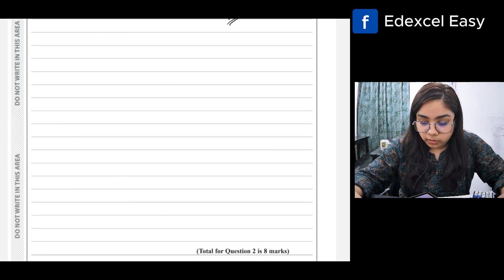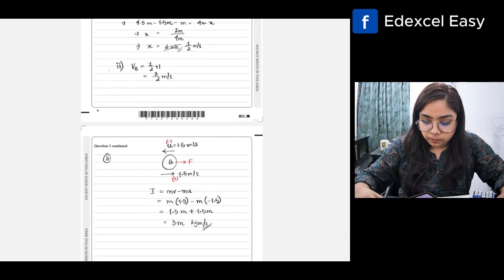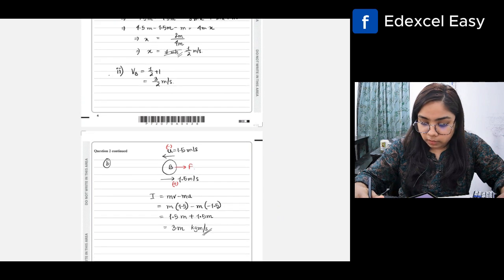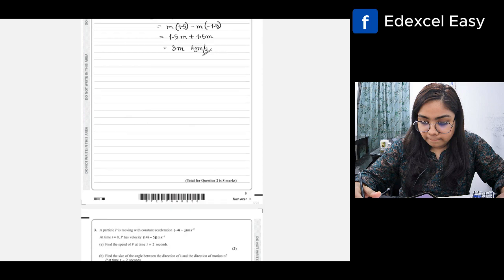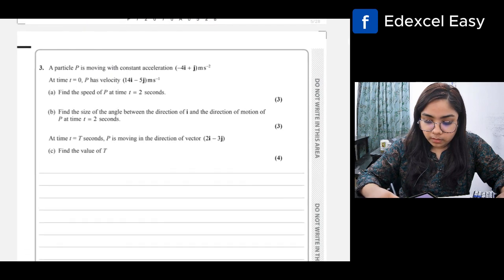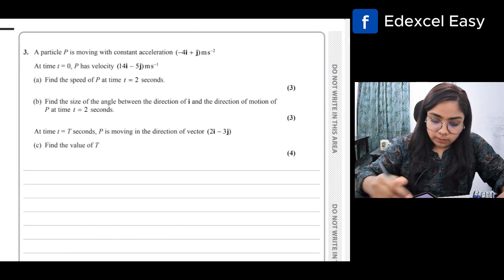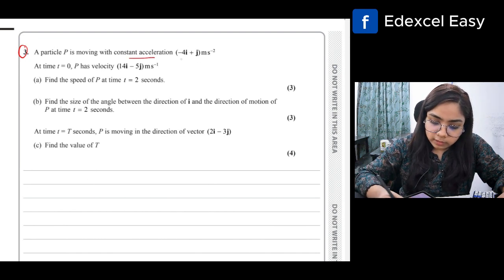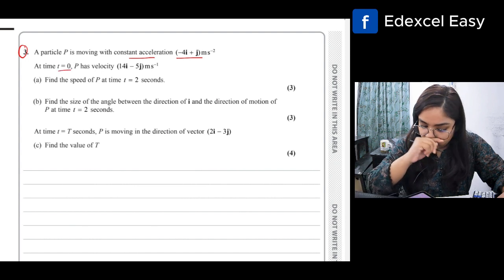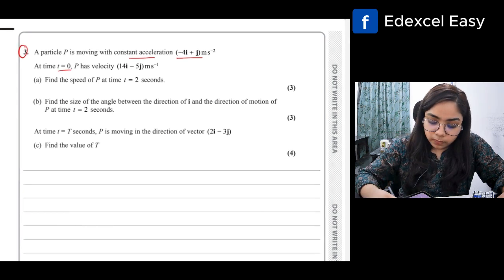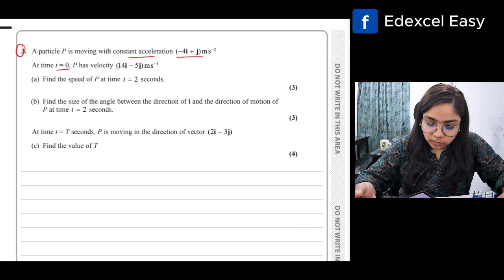So now we'll move on to question 3. I'll just zoom out so that you guys can have a look at the entire maths. Okay, this is question 3. It says that a particle P is moving with constant acceleration of minus 4i plus j, and at time t equals 0, P has a velocity of 14i minus 5j. You need to find out the value for speed of P at time t equals 2 seconds.